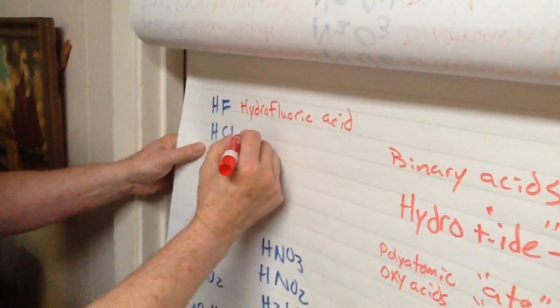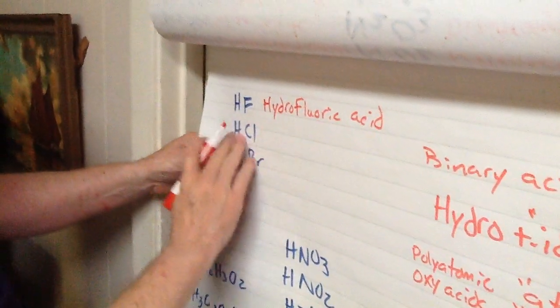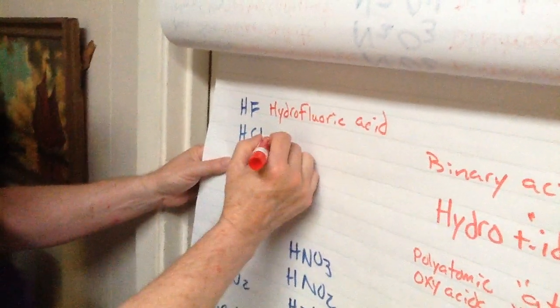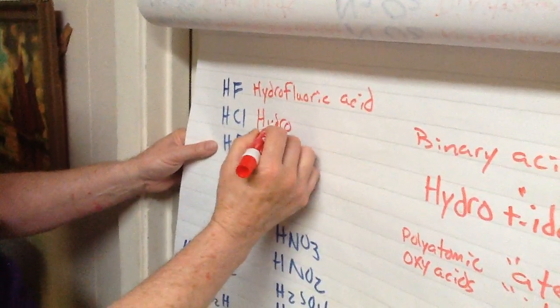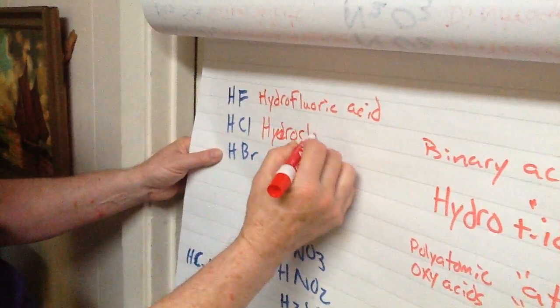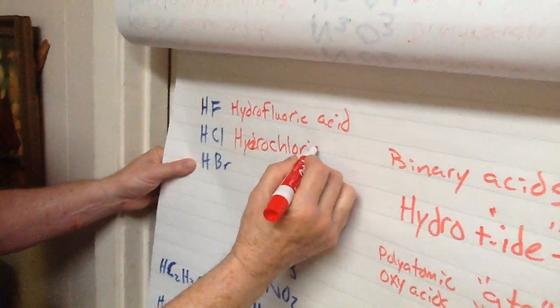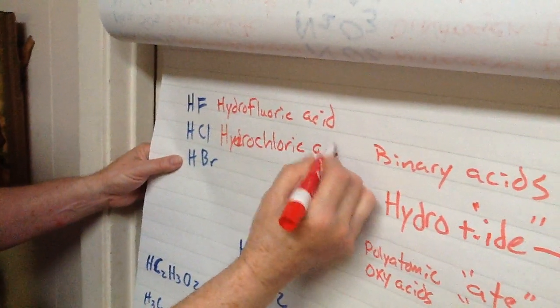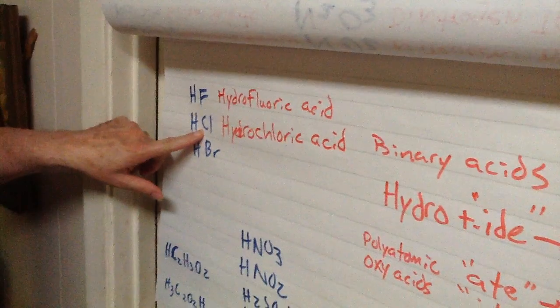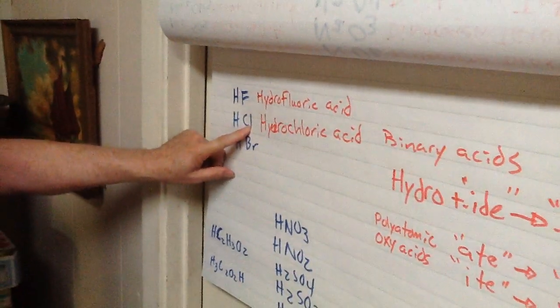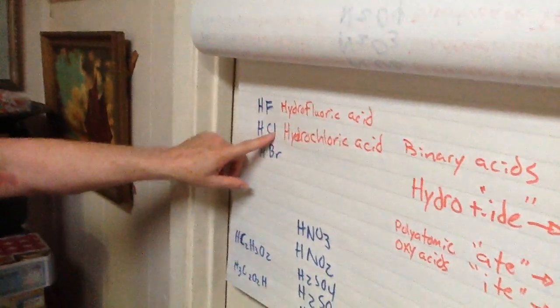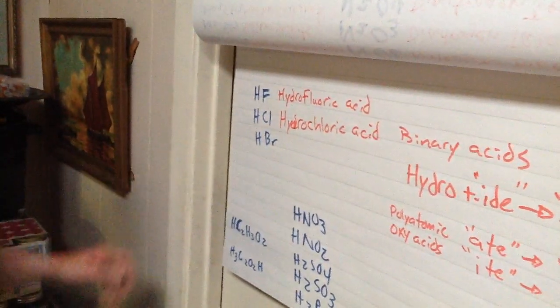It's sold commercially under a trivial name of muriatic acid. People use it to clean pools and concrete. It is hydrochloric acid. Right? If we name this ionic binary compound, we would call it hydrogen chloride. But dissolved in water, it's hydrochloric acid.